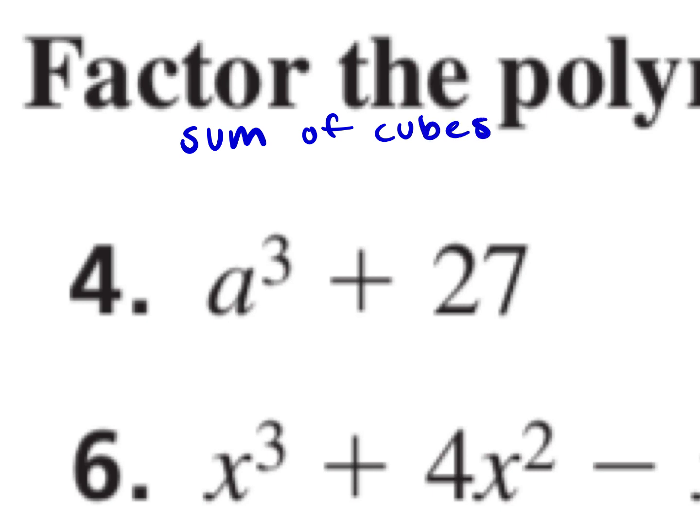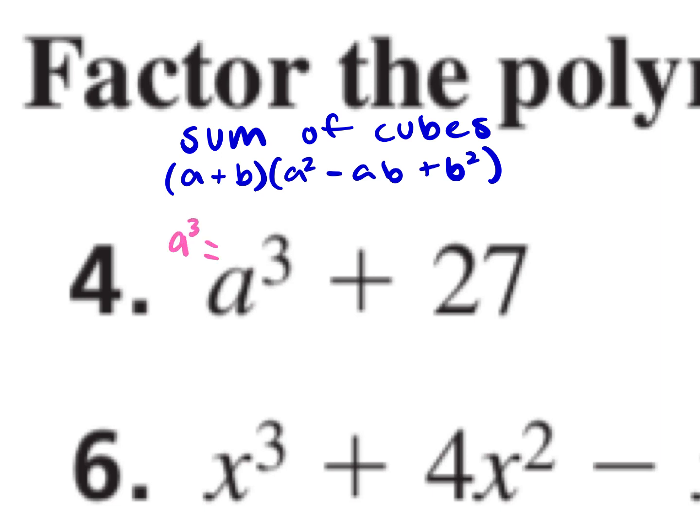So I need to use my formula. What do the signs in the sum of formula do? Plus, minus, plus. So it'll be a plus b times a squared minus ab plus b squared. So now a cubed is a cubed. So what is just a? A. And b cubed is 27. So what is just b? 3.